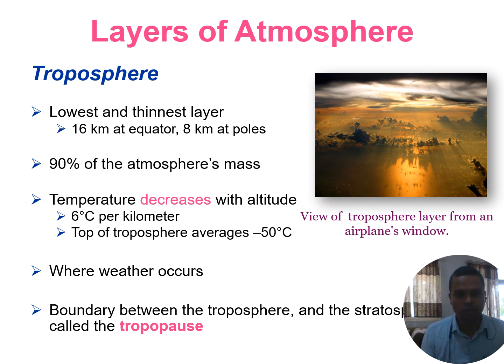So 90% of the atmospheric mass is present here. Basically all the heavy air, or gases, stay in this particular layer. The temperature decreases with altitude, about 6 degrees per kilometer, and at the top of this layer the temperature could be an average of minus 50 degrees Celsius.